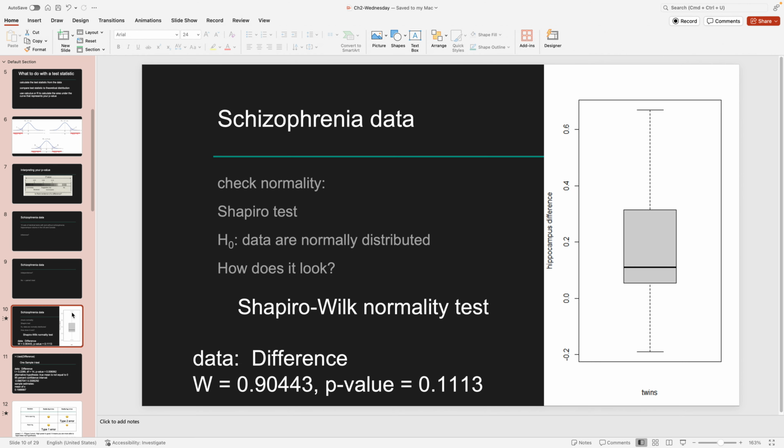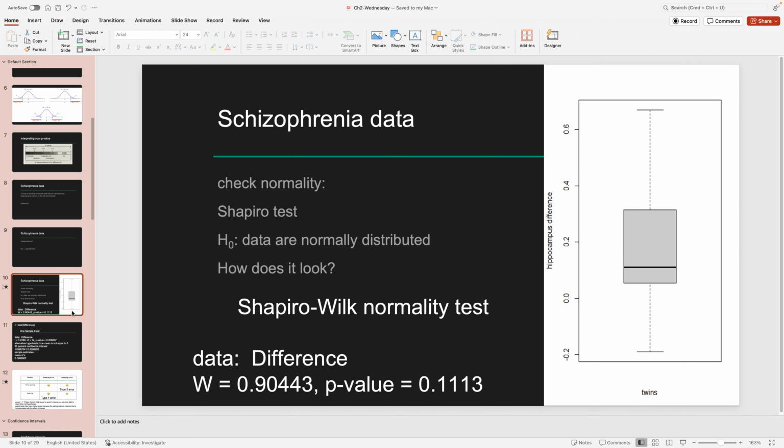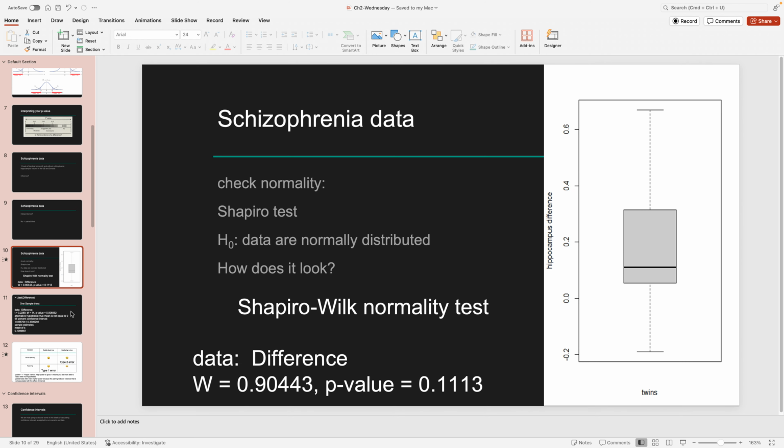Okay, so in the schizophrenia data, when we apply our t-test, we need to check for normality. So there are some things to think about when we check for normality. The first is we could do a data visualization. And you see the box plot here on the right.